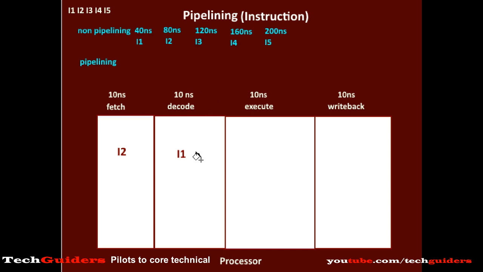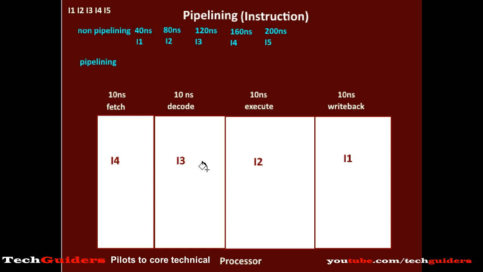So after 20 nanoseconds, I1 decode will be completed. At the same time, I2 fetch will also be over. After 20 nanoseconds, I1 will move to the execute unit, I2 will move to the decode unit, and the fetch unit, which is free now, can start fetching the next instruction I3. So now we are processing 3 instructions at the same time, and after 30 nanoseconds, I1 will move to the write back unit, I2 will move to the independent execute unit, I3 will move to the independent decode unit, and our independent fetch unit, being free, will start fetching the next instruction I4.